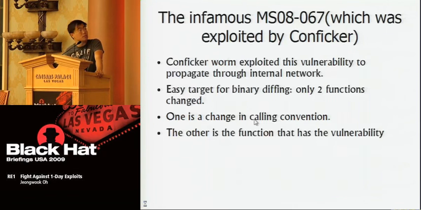So this one is what we actually saw from the demo. MS08-067, which was exploited by Conficker. This is an RPC vulnerability, and it is very hard to find this bug using fuzzing or static analysis. But after the patch comes out, binary diffing takes only 5 minutes or so, and you can just pinpoint which function had the problem.